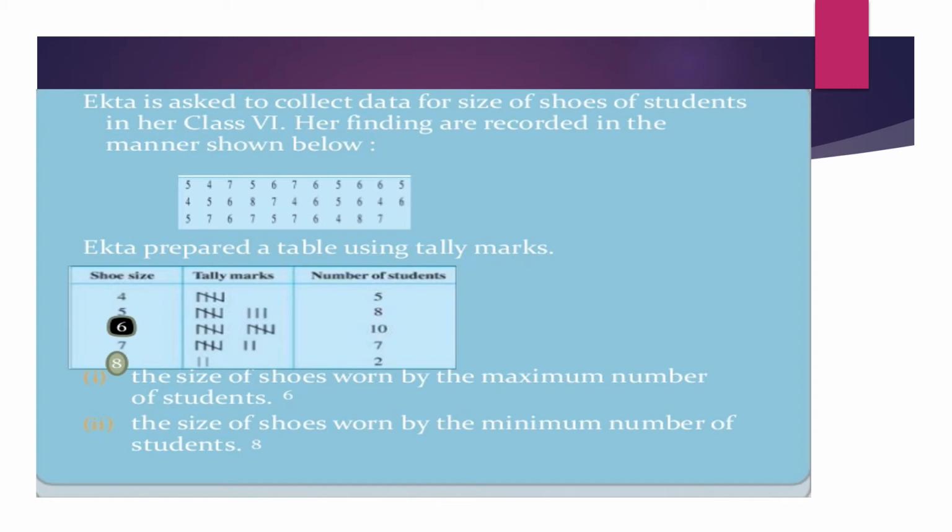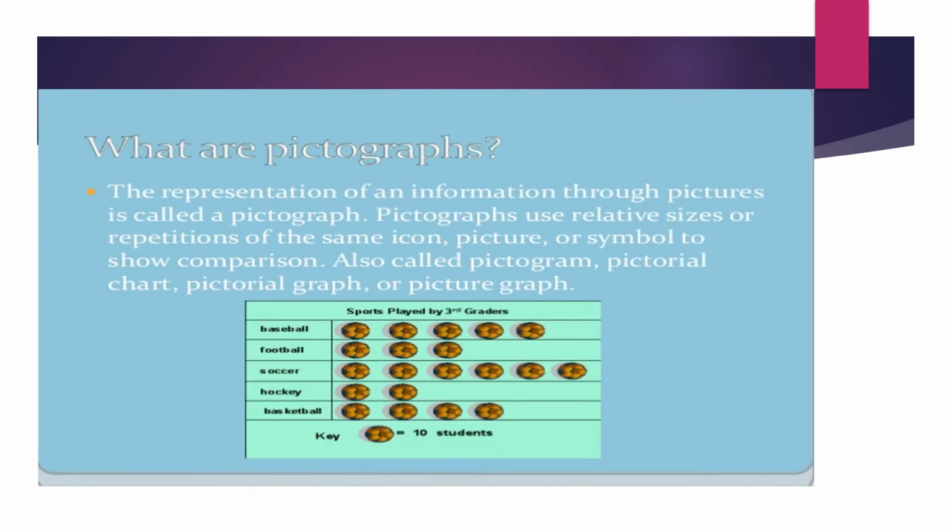Now this table is there on the basis of which we can interpret or analyze the data. Let's see how. The size of the shoes worn by the maximum number of students: the maximum number of students is 10, and the size worn by them is 6. This is easy because we have organized the data in such a way that we can find the answers very quickly. The next question is the size of shoes worn by the minimum number of students. Here the minimum number of students is 2, and they are wearing size 8.